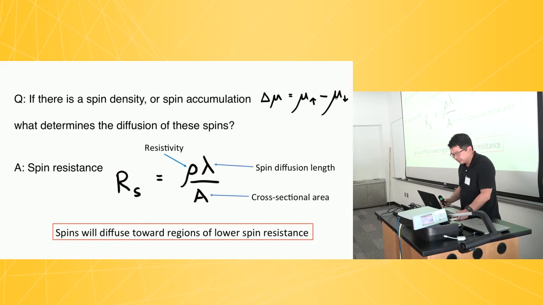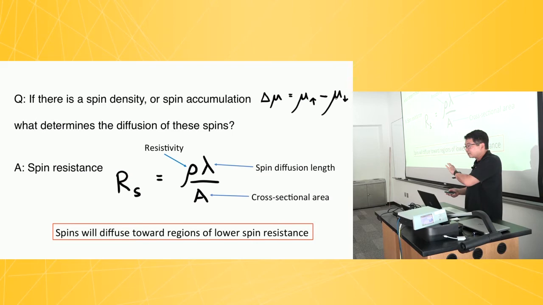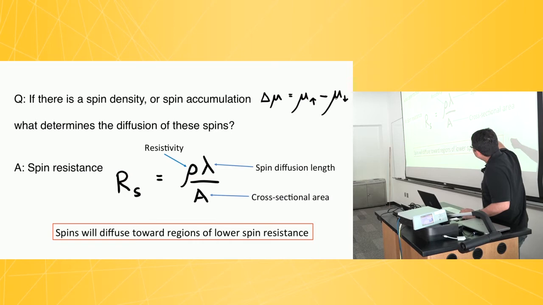There's this concept of, let's imagine you have some spins, and then what determines how these spins move around? It turns out the spin flow can be different from the charge flow. If you have spin up minus spin down, this is a spin density, which is proportional to this chemical potential difference. And it turns out the thing that determines how it's going to flow is called spin resistance.